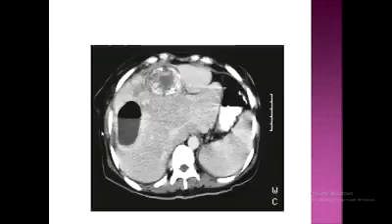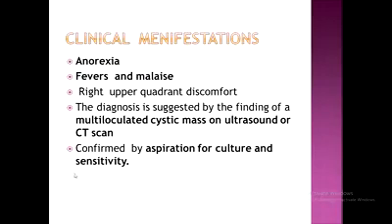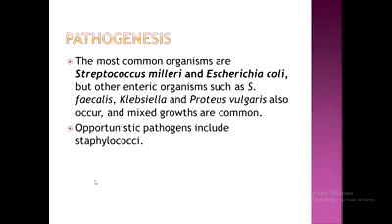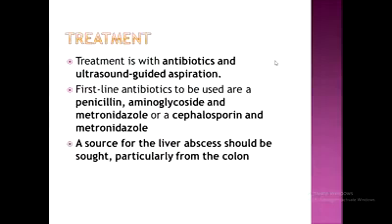Now the pathogenesis of this liver abscess. The most common organisms are Streptococcus milleri and E. coli. There are other organisms that can be present in patients: Streptococcus faecalis, Klebsiella and Proteus vulgaris. And an opportunistic organism, especially in patients with diabetes, is staphylococci.